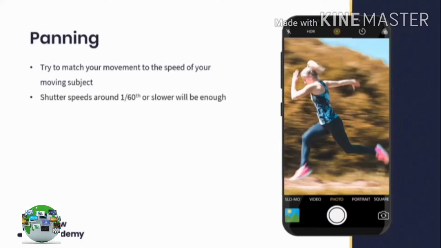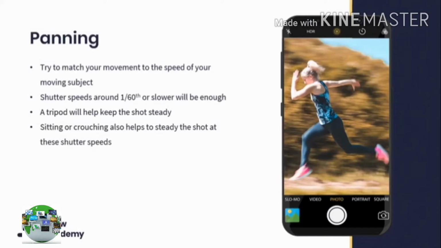So as the subject is moving, you're tracking along with the subject and taking different exposures to capture this type of movement effect. Shutter speeds around the 60th or slower will be enough, but as I mentioned, you need to be careful of shutter speed. A tripod will help keep the shot steady, and sitting or crouching will also help to keep things steady at those shutter speeds as well. And try to choose an interesting background too, otherwise the effect is not going to really be captured.